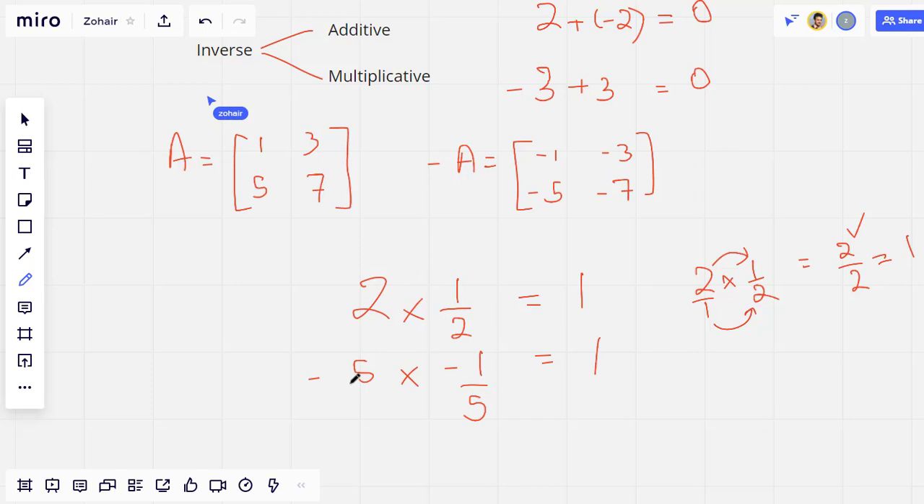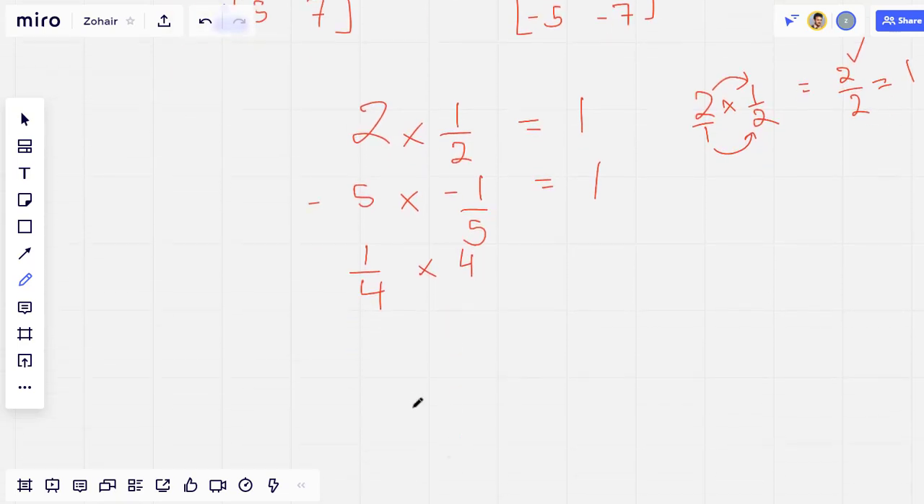And similarly, for minus 5, it's minus 1 over 5. Also, let me tell you that for 1 over 4, the multiplicative inverse would be just 4. And for real numbers, let's say we have a fraction like 2/3. For 2/3, the multiplicative inverse would be 3/2, and then that would result in a 1.